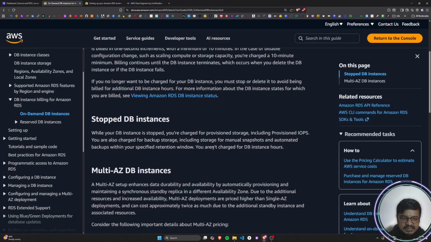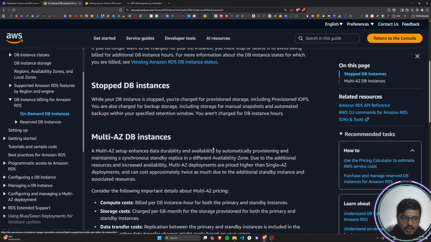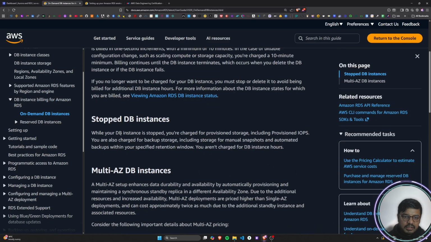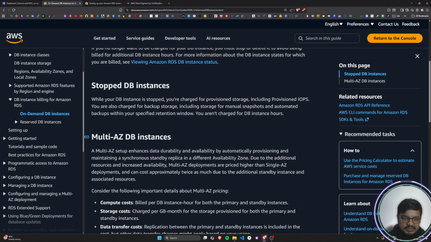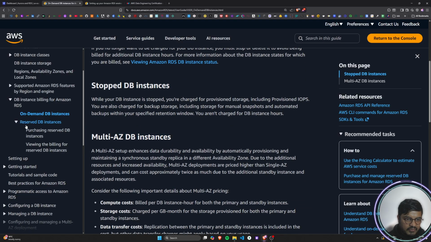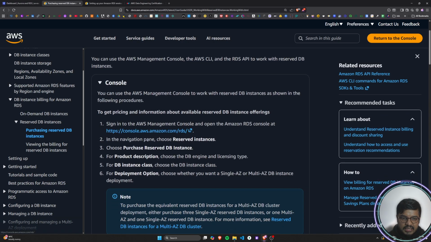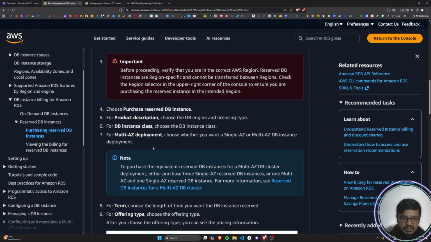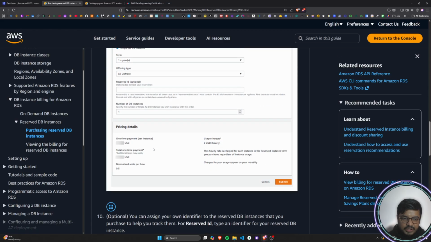Then we have on-demand instances. So I hope we are already aware about this on-demand instance, right? So stopped DB instance and multi availability zone DB instances. And for reserved, again, purchasing, how we can purchase the reserved DB instance, right? I have already told you guys. Okay. So here you can see.